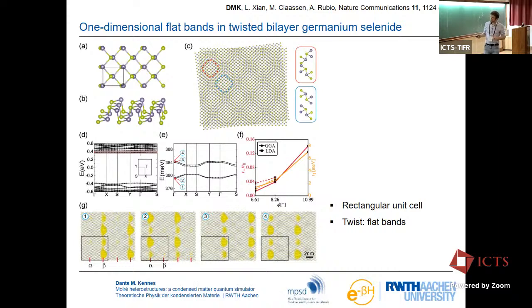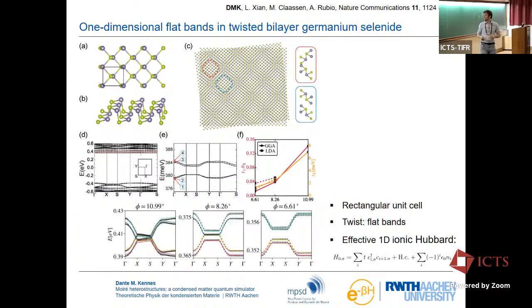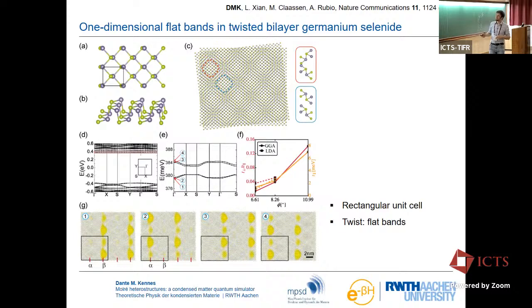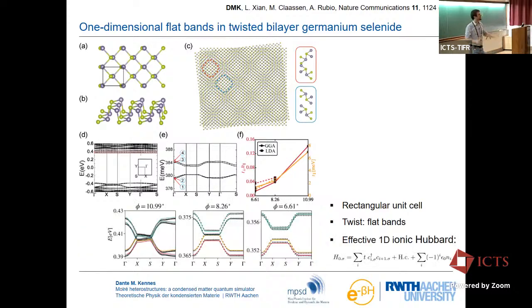But you also see that there is a pattern: big charge bubble, small charge bubble, big charge bubble, small charge bubble in this one-dimensional chain. So the low energy model that describes this dispersion relation correctly at low twist angle is a one-dimensional ionic model where you have just a nearest neighbor hopping and an alternating potential that gives rise to this alternating charge sequence here.